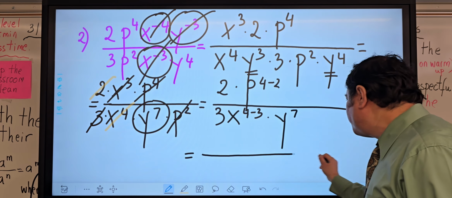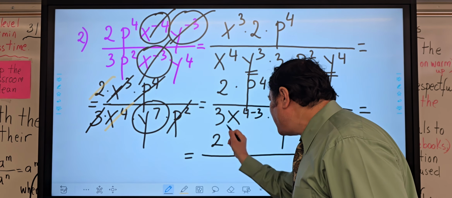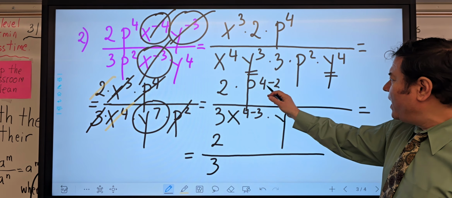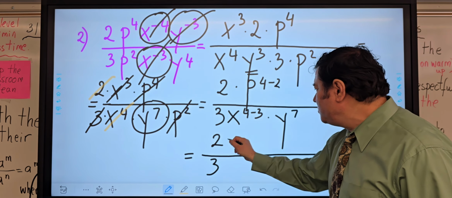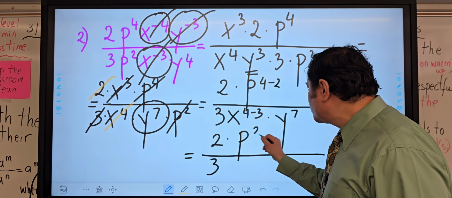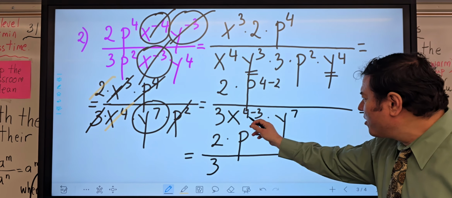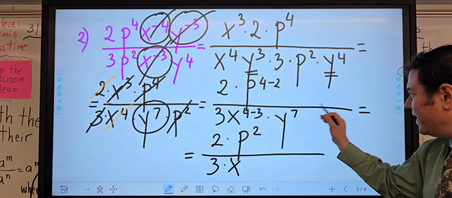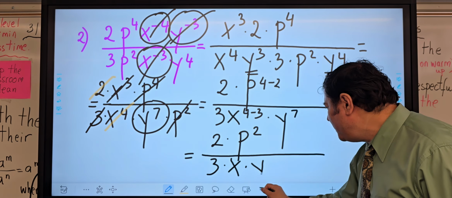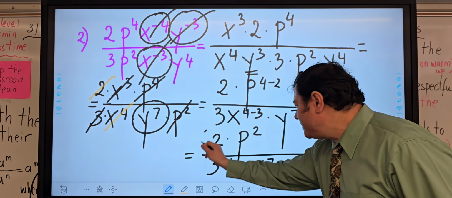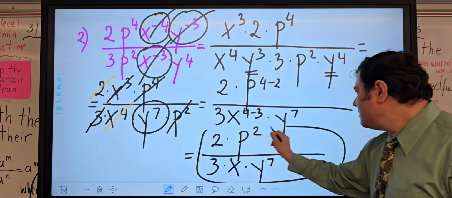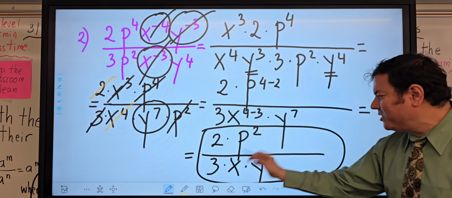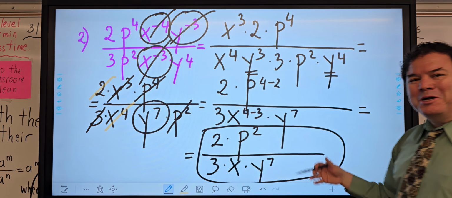So remember, we still have the fraction here because 2 is happy on the top and 3 is happy on the bottom. And on the top we have 4 minus 2 becomes 2. So 2 times p squared, and here 4 minus 3 becomes 1, so times x, and don't forget times y to the 7th power, and now we can say that we are done. So this is our final answer. 2 times p to the 2nd power divided by 3 times x times y to the 7th power.